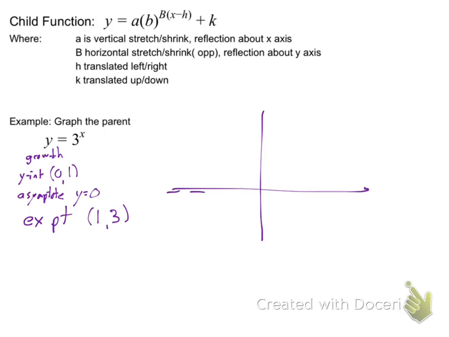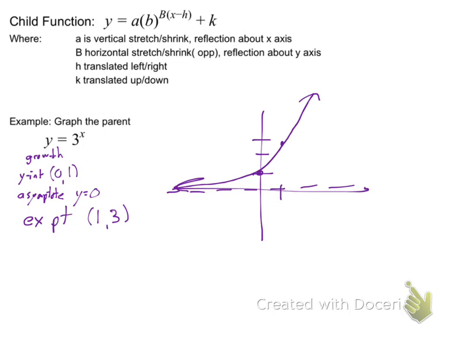Y equals 0 is a horizontal line. 0, 1, and 1, 2, 3. So 1, 3. And if I connect them, there's my exponential graph. Boom, I'm done. If I asked you to graph those, you guys would be happy graphing those all day, correct? But of course, this parent is eventually going to be stretched, shrunk, horizontally, vertically, moved left, right, up, or down.